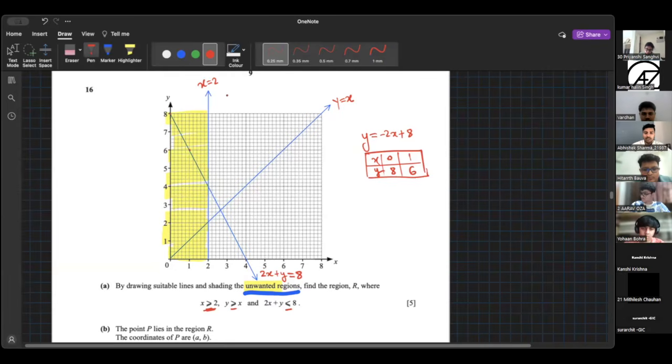The second one says y greater than or equal to x. Now in this case, it's a slant line. Whenever there is a slant line, you pick any one coordinate either above the line or below the line. Let's say I'm picking a random coordinate like this. This coordinate is (6, 4). For y greater than or equal to x, I am picking (6, 4). Is 4 greater than or equal to 6? Is this true or false? It's a false statement. Whenever the statement is false, that whole region is your unwanted region.